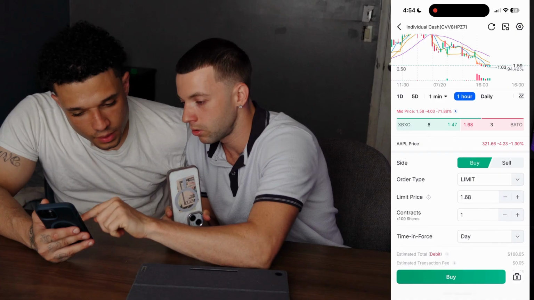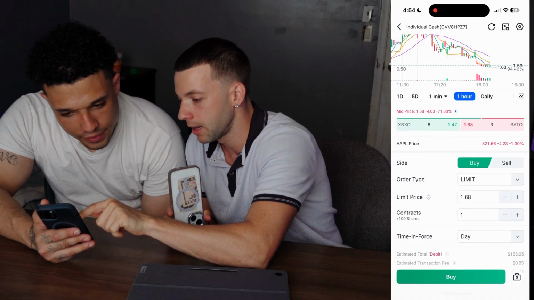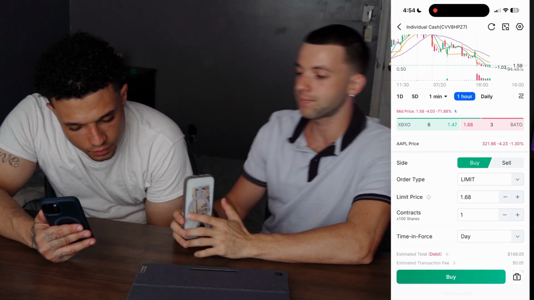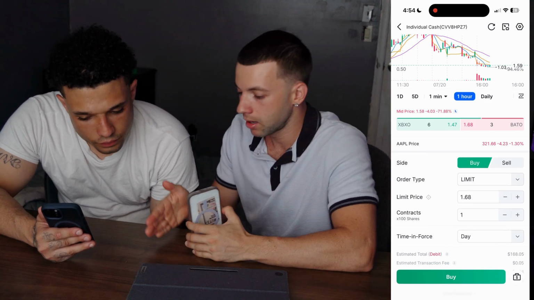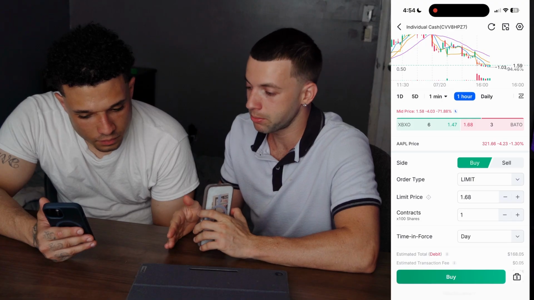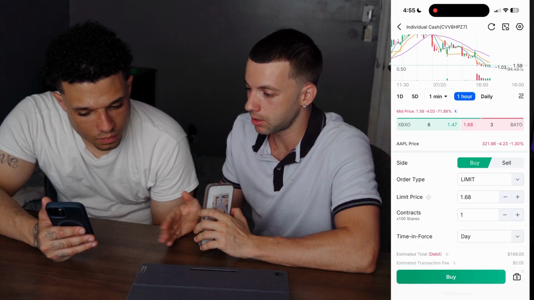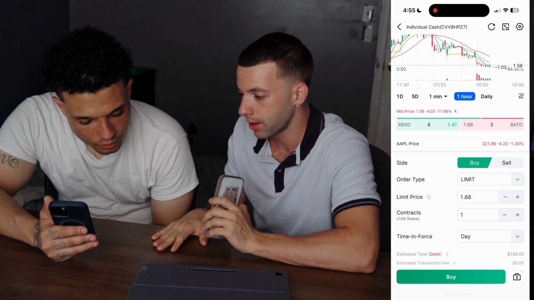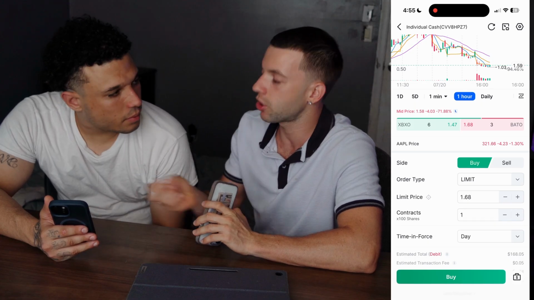Exactly, man. All right. You start screen recording again? Yeah. All right, bet. So right here, you see the green number 1.47 and then the red number 1.68. So the difference is bid and ask. The green is a bid number. That's pretty much how much the brokerage is getting the contract for. And then the red number is what is trying to sell it to you.